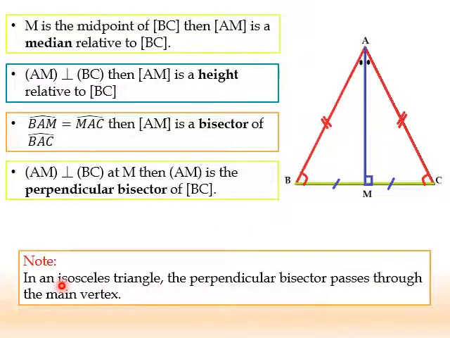Here, this note, you should memorize it. In an isosceles triangle, the perpendicular bisector passes through the main vertex. I told you before that the perpendicular bisector is a line perpendicular to a segment at its midpoint. Okay, there is no necessity to pass through the vertex. It's a special case in an isosceles triangle. The perpendicular bisector passes through the main vertex.